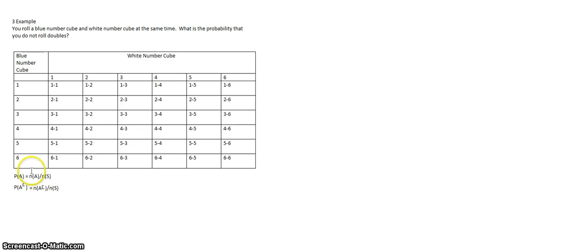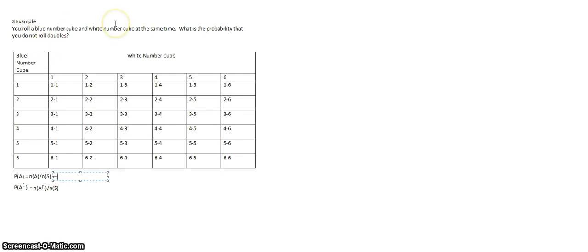Now for this part, I'm going to tell you about how to find the probability. We want to know what is the probability that you do not roll doubles. Doubles obviously is going to be 1-1, 2-2, 3-3, so on and so forth. And I'm going to show you two different ways to do this. First off, I'm going to show you maybe the way that is a little bit obvious, I should say. So the probability of not rolling doubles.